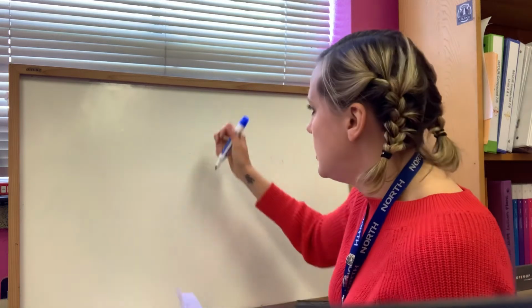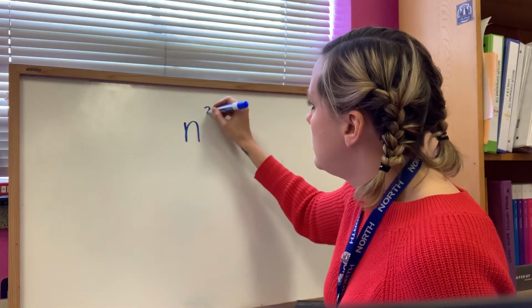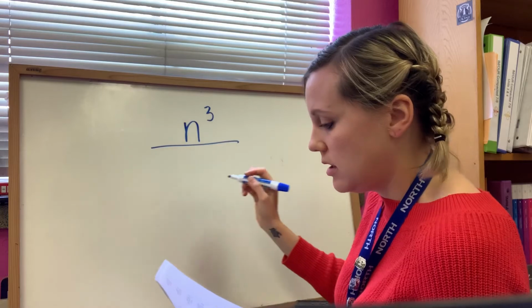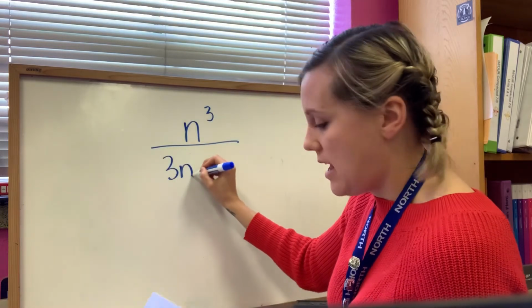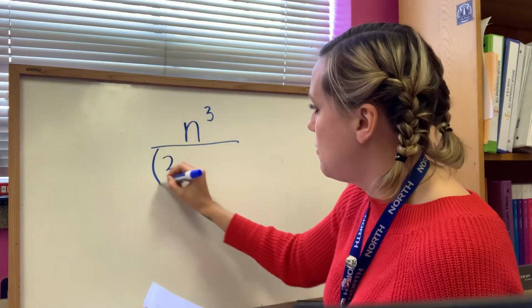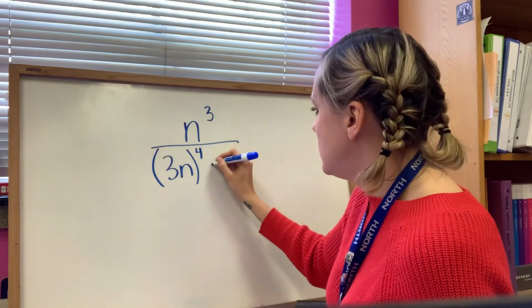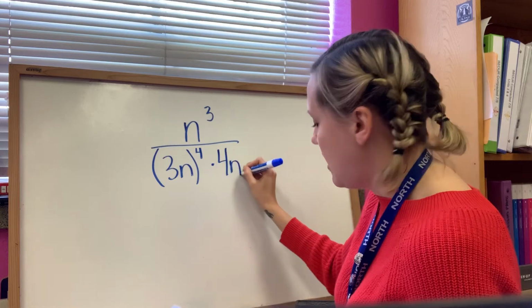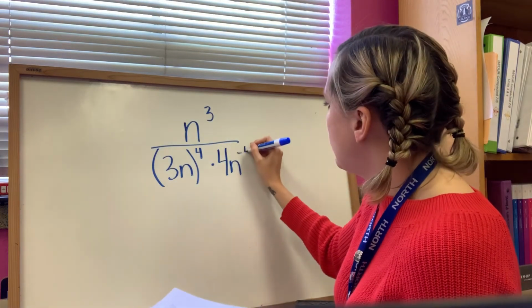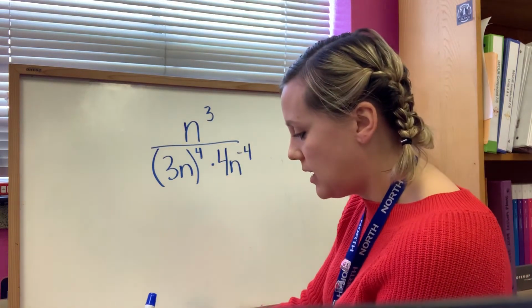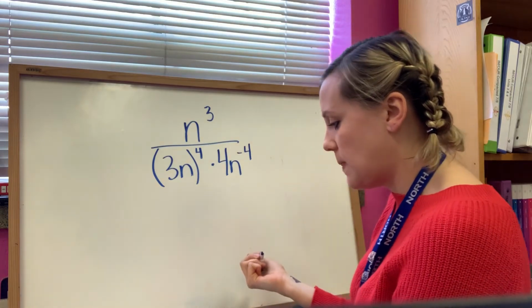Let's do n cubed over 3n, parenthesis to the 4th power, times 4n to the negative 4th power. Okay, so go ahead and pause the computer and try this one on your own.